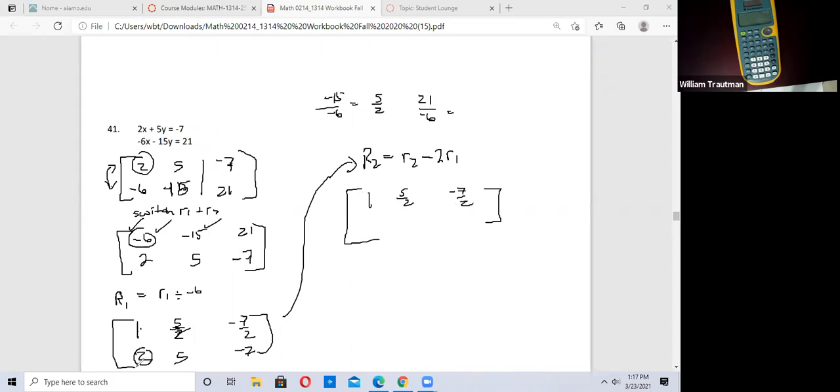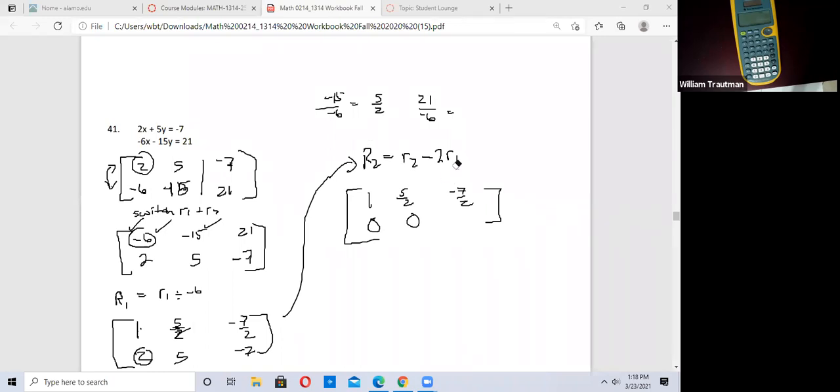Row 2, 2 minus 2 times 1. I end up with 0. Next, I'm going to put the next numbers in here. Row 2 has a 5 in it, minus 2 times row 1, which is 5/2. When I do that in my calculator, 5 minus 2 times 5/2, I get 0.